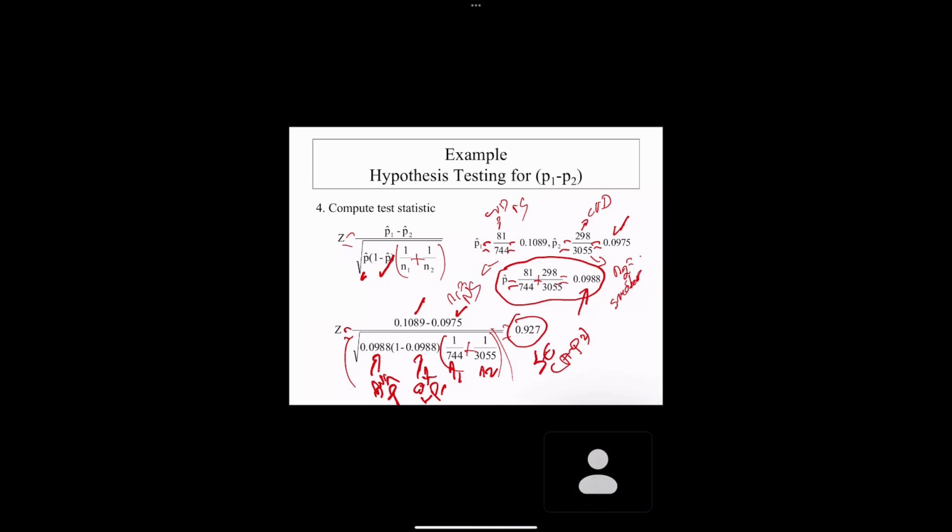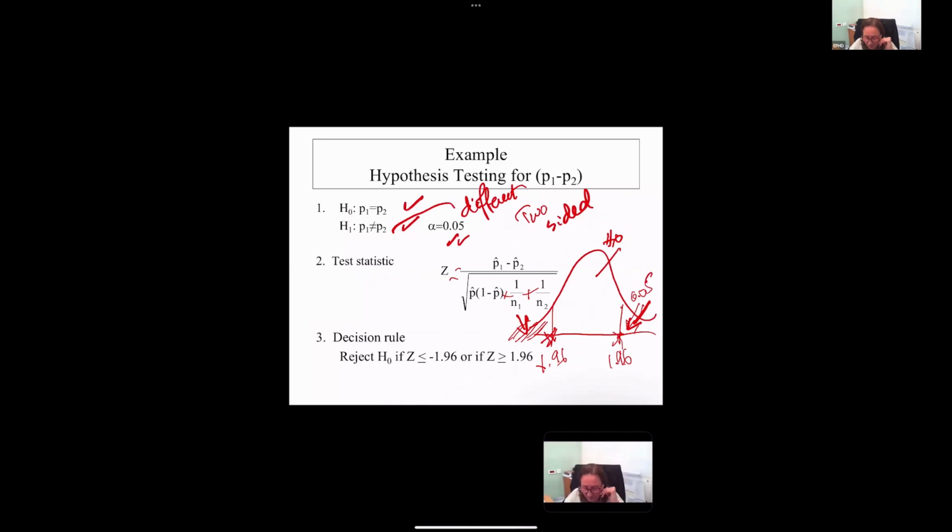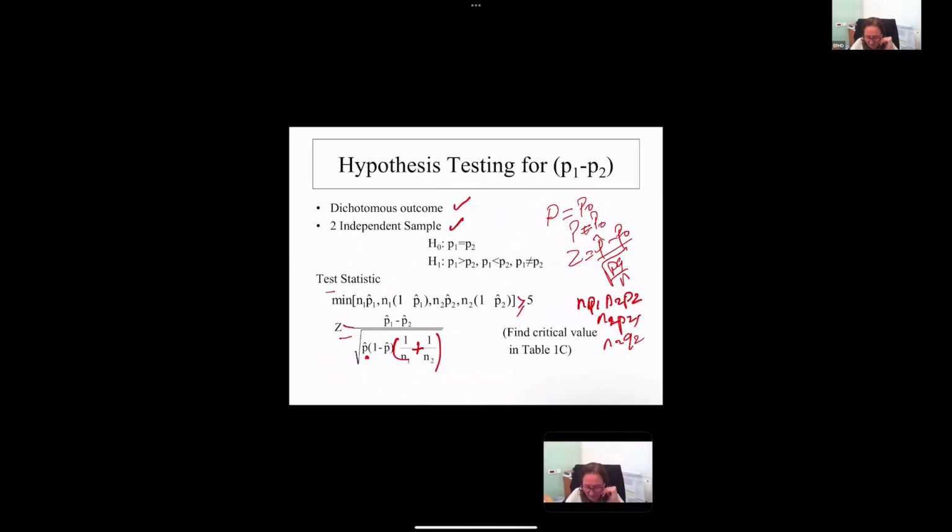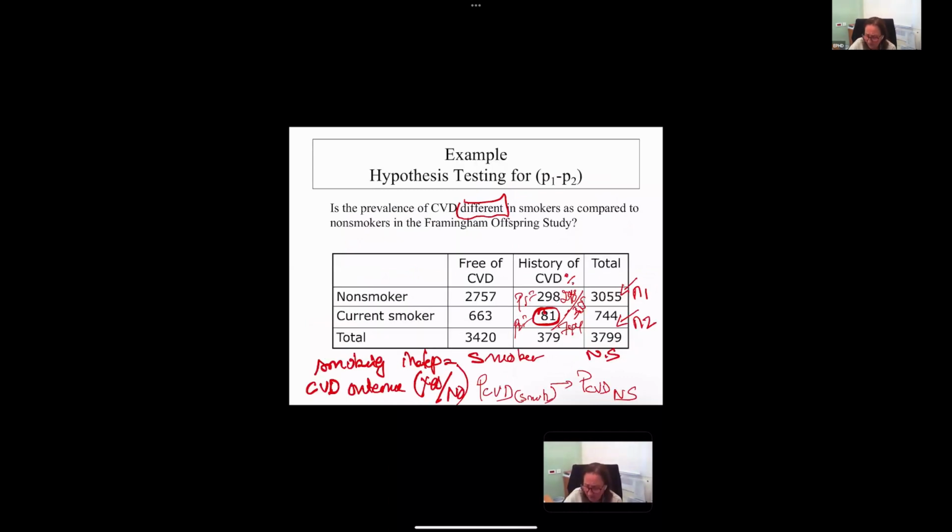Thank you, Nasreen. So what Nasreen is saying is we did not check this condition, which is N1P1, N1Q1, N2P2 and N2Q2 all greater than 5. We did not do them because our N's are large. Okay, but nevertheless, you can do them. So here my P was almost 10%. So 10% out of the 3055 is 300, right? And here I have almost 10%. My 10% is 74, right?